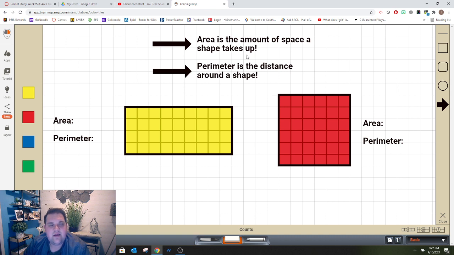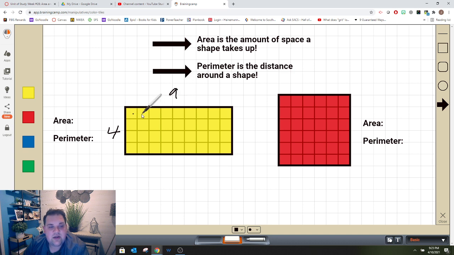So think about that. If you're thinking that we need to figure out how many total squares are inside this shape to figure out how much it's taking up, you're right. So what we're going to do is count the inside of this shape. 1, 2, 3, 4, 5, 6, 7, 8, 9. One row has 9. And then here, there's 1, 2, 3, 4 on the side. So I know that this is a 4 by 9 rectangle.